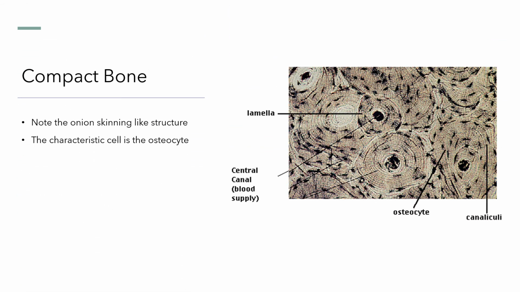This is an example of compact bone. It kind of has an onion peel look to it. The characteristic cell of the bone is the osteocyte.